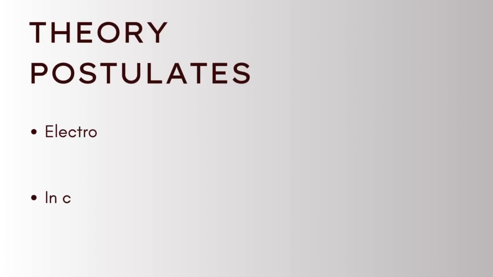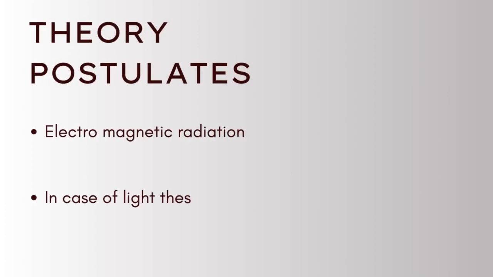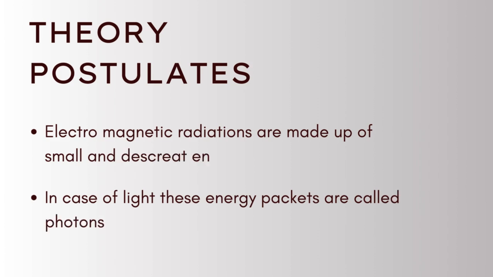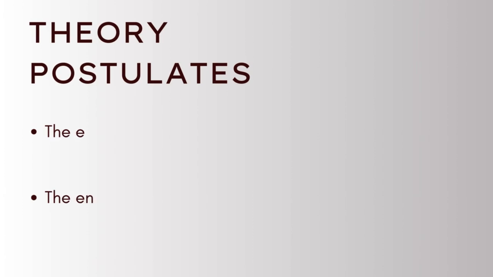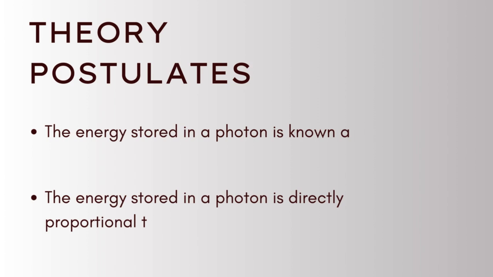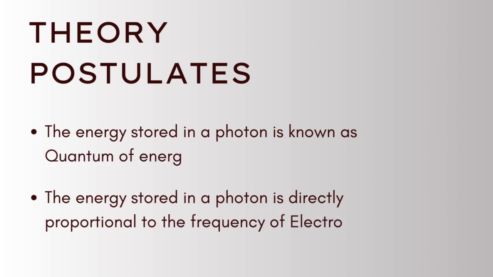The theory postulates electromagnetic radiations are made up of small and discrete energy packets. In case of light, these energy packets are called photons. The energy stored in a photon is known as quantum of energy. The energy stored in a photon is directly proportional to the frequency of electromagnetic radiation.